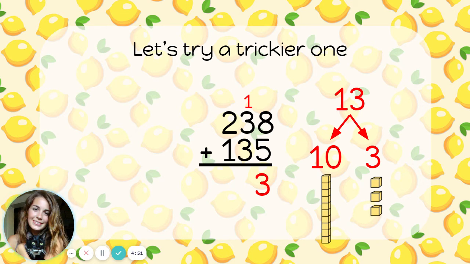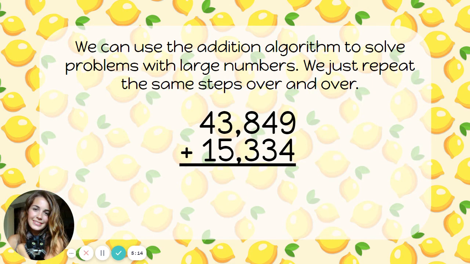Now I'm ready to add the tens. I have 1 ten, 3 tens, and another 3 tens. That makes 7 tens. And finally, I'll add the hundreds place. 2 hundreds plus one more hundred makes 300. So my answer is 373. We can use the addition algorithm to solve problems with large numbers.